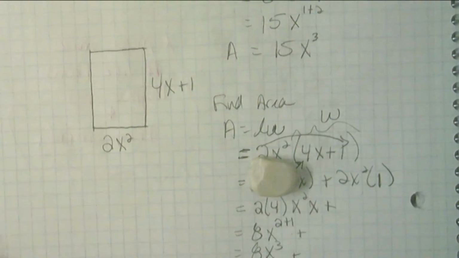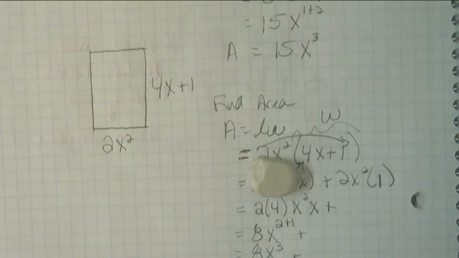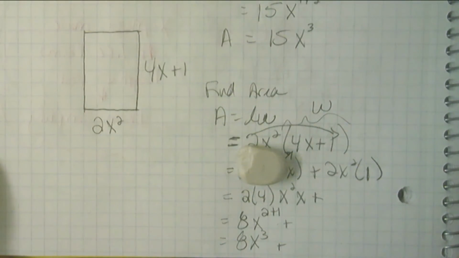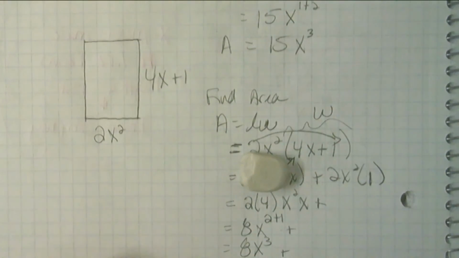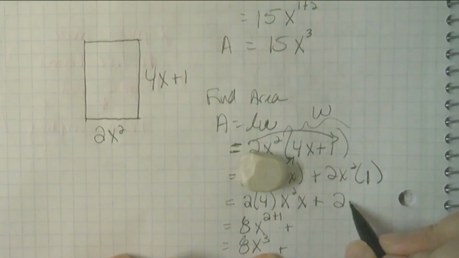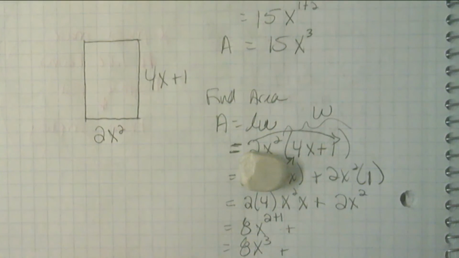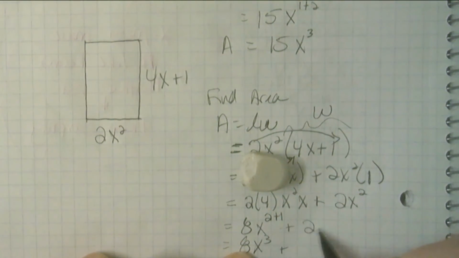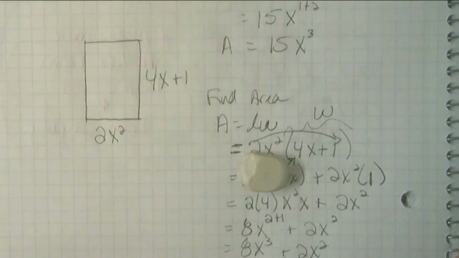Now, what's 2x squared times 1? This is the easiest thing I'm going to ask you all day. What is 2x squared times 1? Ben? It's just 2x squared. Any number times 1 is the same number. So I'm just going to continue to write that plus 2x squared all the way down. So I have 8x cubed plus 2x squared.